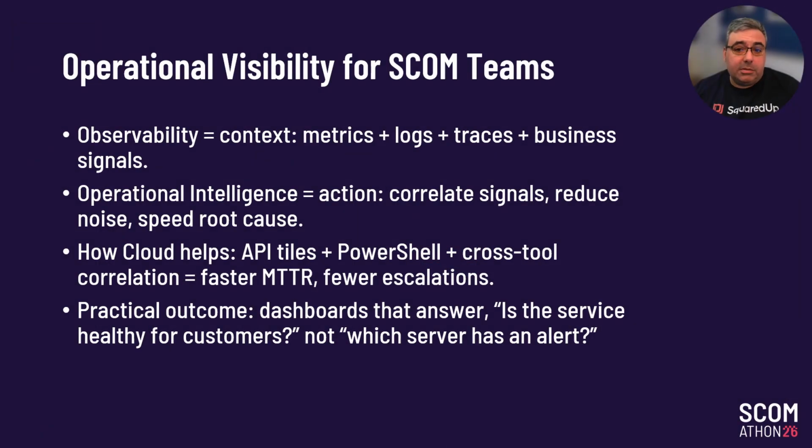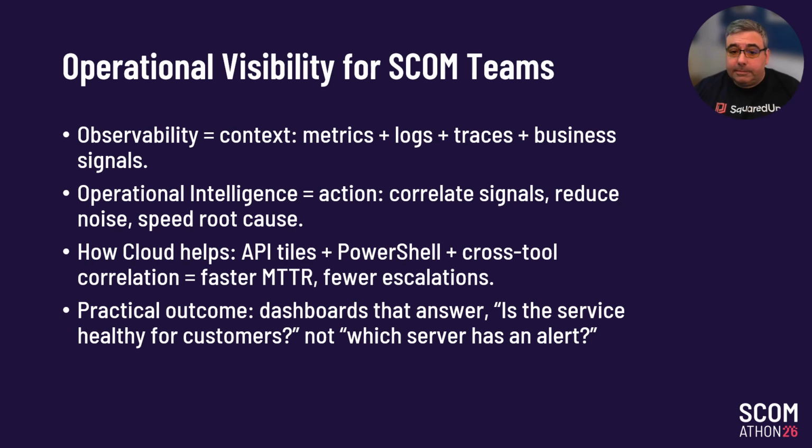So what I just demonstrated was operational visibility. This is where you can bring signals together so the teams can act faster. Let me put a name to what we just saw. Observability is the context: metrics, logs, traces, business signals. Operational intelligence is the action: correlating those signals, reducing noise, and speeding root cause. SquaredUp Cloud helped with both. We're now able to take those tiles, PowerShell, SCOM, and put it together on one simple dashboard.